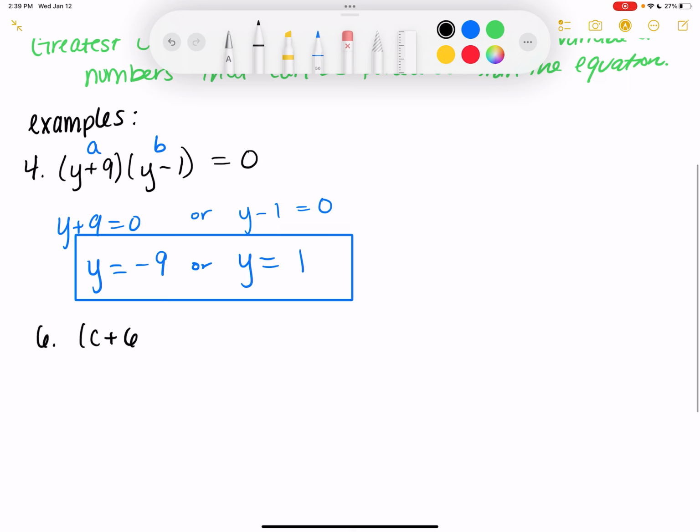Number 6. C plus 6 times C plus 8 is equal to 0. So we're going to set both pieces equal to 0. So C plus 6 is equal to 0, or C plus 8 is equal to 0.